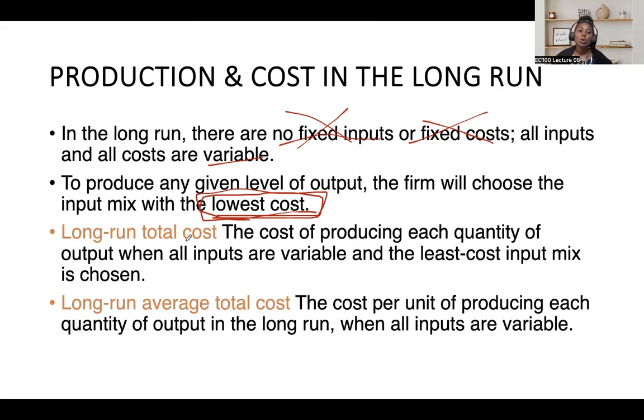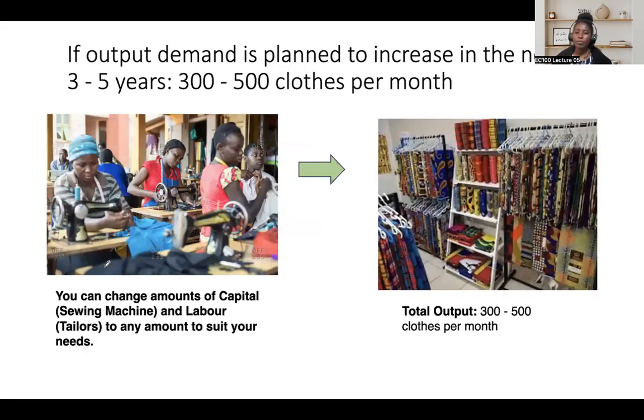So long run total cost is the cost of producing each quantity of output when all inputs are variable and the least cost input mix is chosen. For the mix that is chosen, you just add the total cost of each input, and that is the long run total cost. Long run average total cost is per unit. So we get the total cost of producing from the inputs, and then divide by the total output, where all inputs are variable.